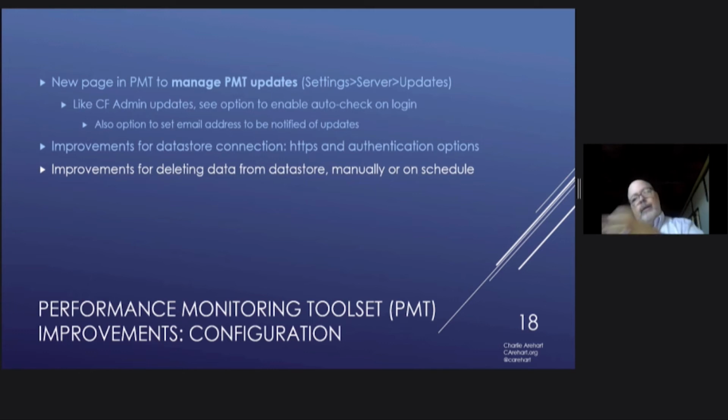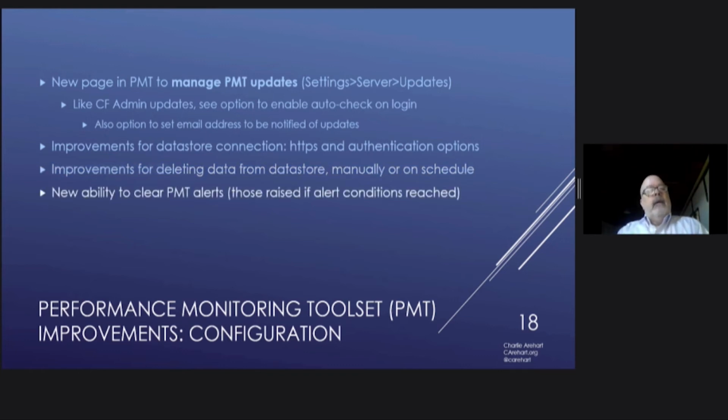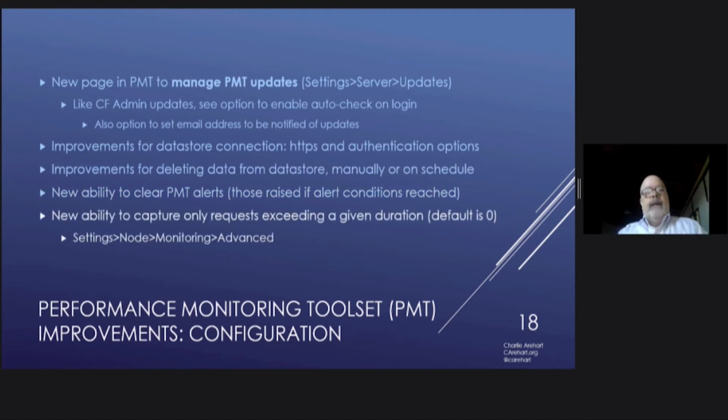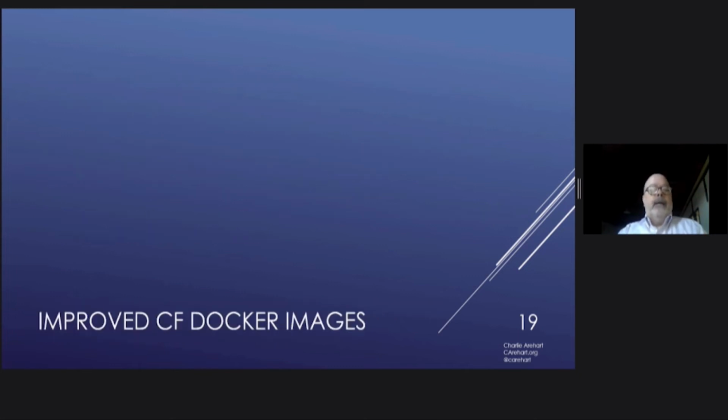The data store is where the information that gets tracked gets stored, and it's an Elasticsearch data store, if I remember correctly. There's also improvements to handling alerts that are raised if alert conditions arise. And then there's also now the ability to only capture details for requests that exceed a given duration. The default is to capture all. But if you wanted to say, I only want to see the really slow stuff, you could do that. So check that out if that interests you.